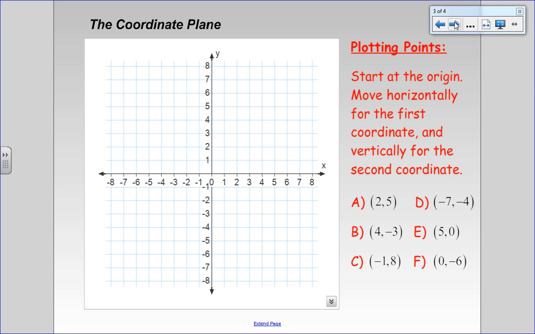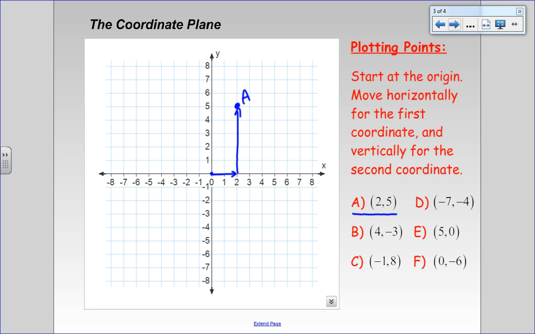To plot a point as a location on the coordinate plane, we start at the origin, then move horizontally along the x-axis for the first coordinate, and then vertically along the y-axis for the second coordinate. For example, to plot the point shown in letter A, (2, 5), we'd start at the origin, move 2 units to the right along the x-axis, and 5 units up along the y-axis. So point A is located right there.